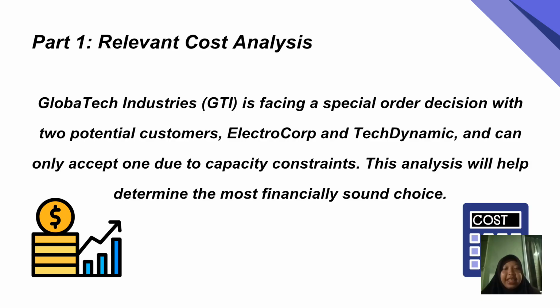The first challenge for GTI is to choose between two special orders from two different customers, Electrocorp and Tech Dynamic. Since GTI has a capacity constraint, it can only accept one. To make this decision, we will use a relevant cost analysis, which focuses only on the costs that change between the two options.